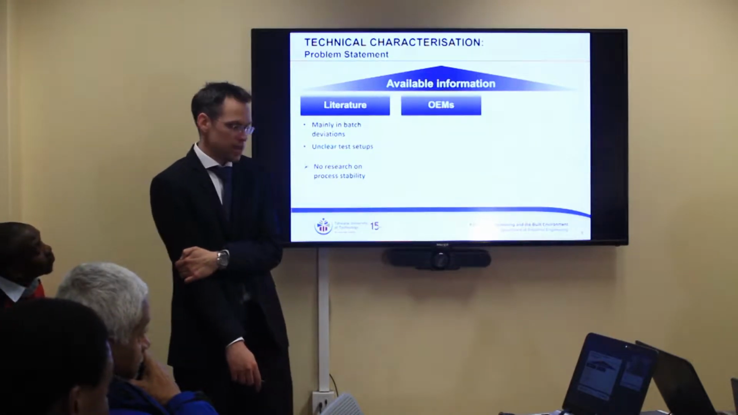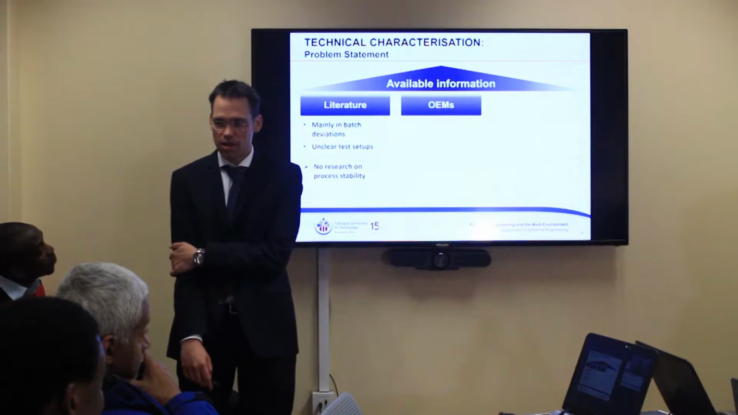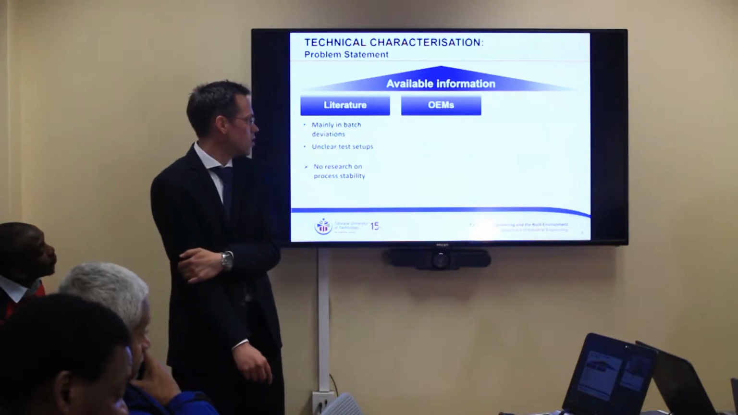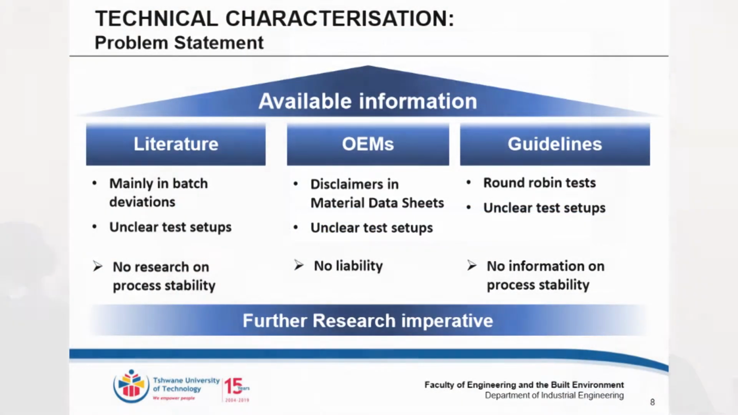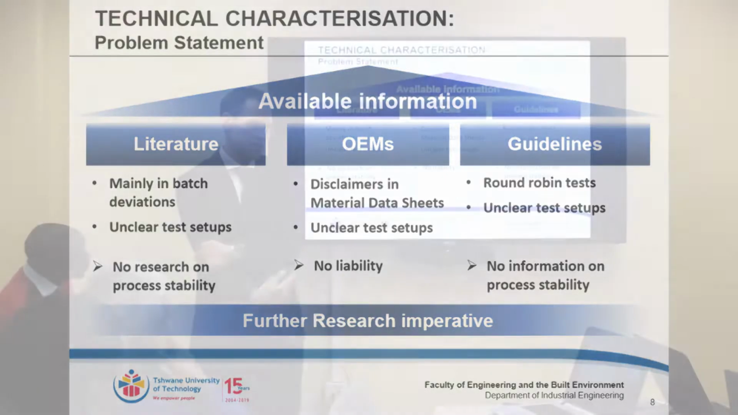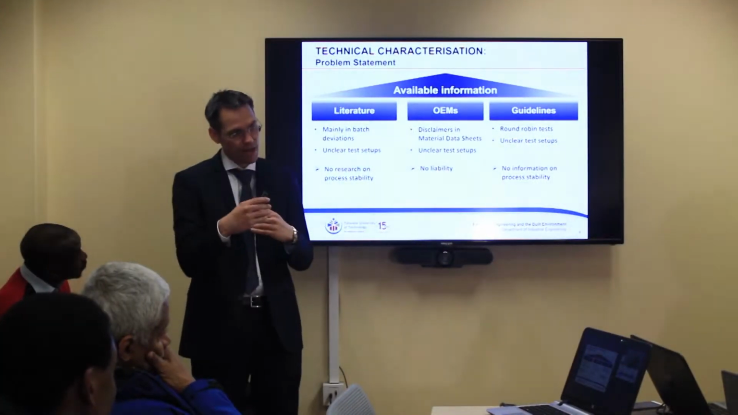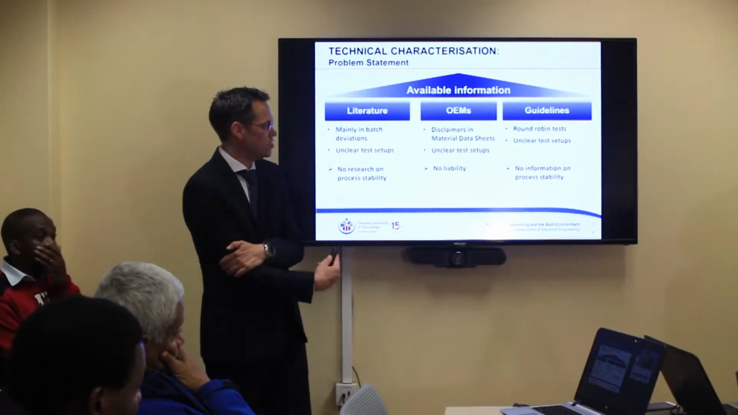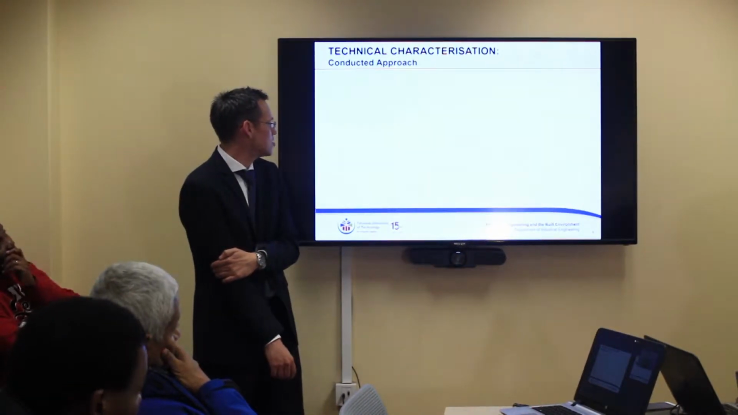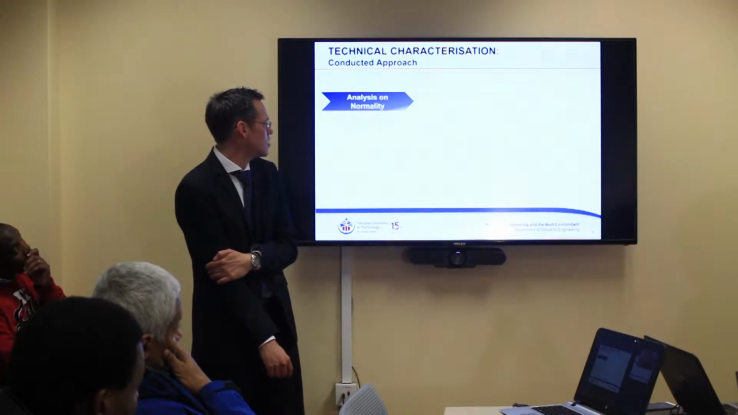You can also access the material data sheets by open equipment manufacturers. These contain disclaimers that the material properties are not guaranteed, so these values are not reliable. And in industrial guidelines, they provide you ranges of material properties, however they don't mention the exact test setup, so we also do not know how stable the process is from these sources. So this is basically the reason why it was investigated.